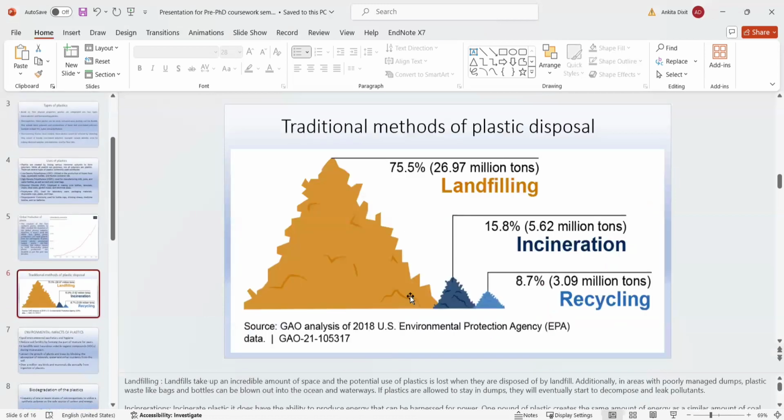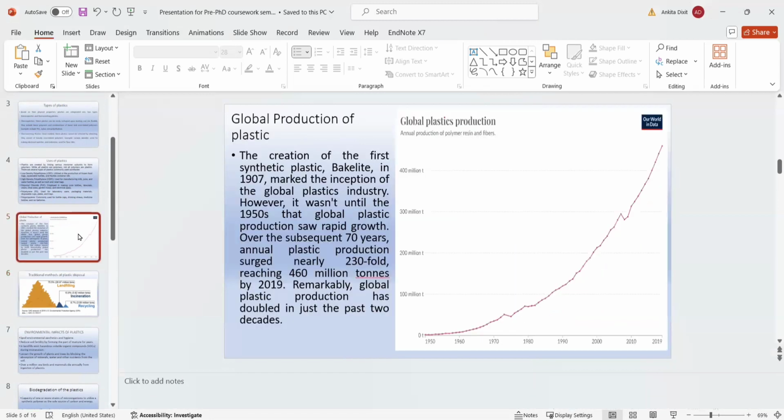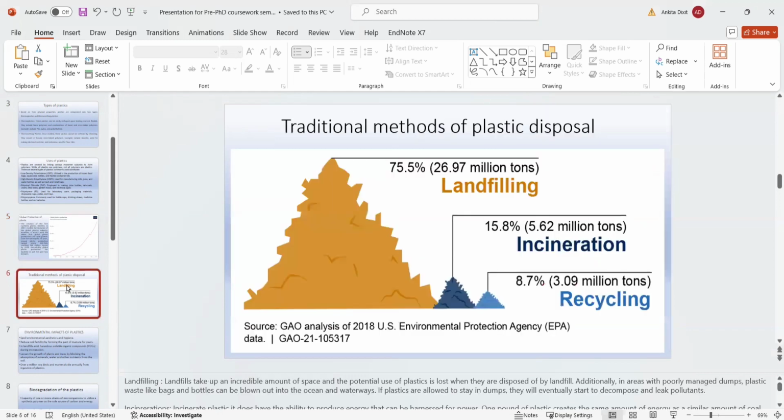There are several traditional methods for the disposal of plastic. As we see in the earlier slide, a tremendous amount of plastic is produced worldwide. So we need to decompose that plastic. Here are some methods which are traditionally used for the disposal of plastic. First is landfilling. It is used worldwide for almost 75.5%, in which 26.97 million tons of plastic is decomposed.